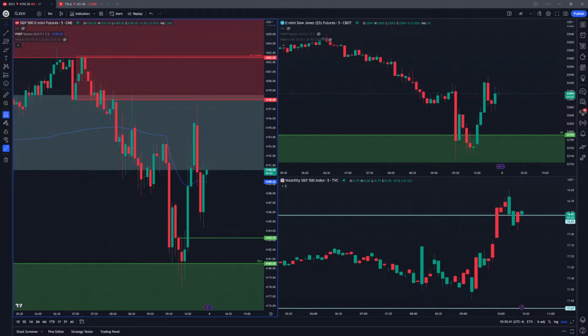Now this is using TradingView, correct? Correct. I just have the pitch fan as a quick tool I can grab and draw. I see it. Yeah, I see it.